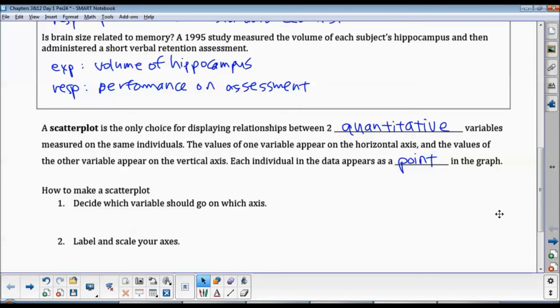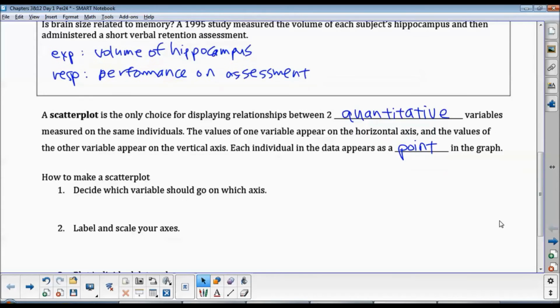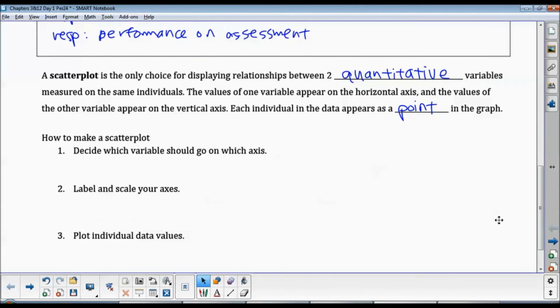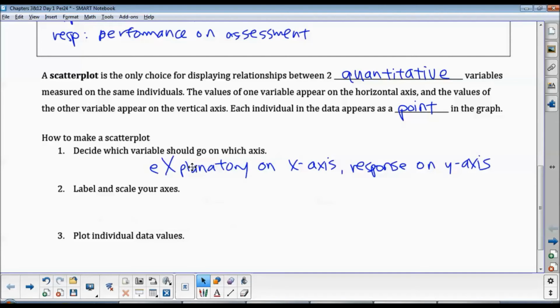Just as a reminder, before you turn the page and start making a scatter plot, first things first, figure out which variable should go on which axis. If there's not a clear explanatory response relationship, it doesn't really matter. But if there is, then your explanatory variable should be the one that goes on your x-axis, and your response variable should be the one that goes on your y-axis.